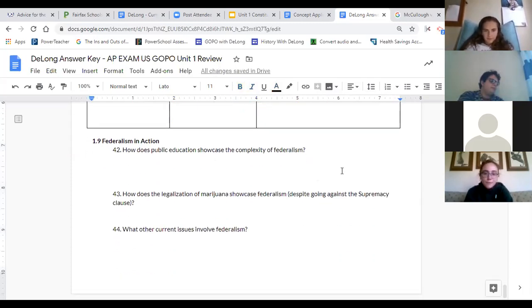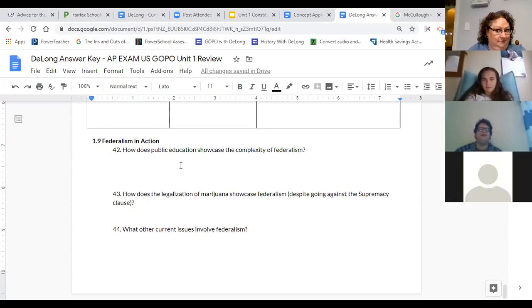So these were the more difficult questions to think about. All right. How does public education showcase the complexity of federalism? I love this question. I didn't write it and I love it. It makes me happy. Does anyone have a thought? It illustrates the issues that arise from two separate governments having control over a single topic of policy.